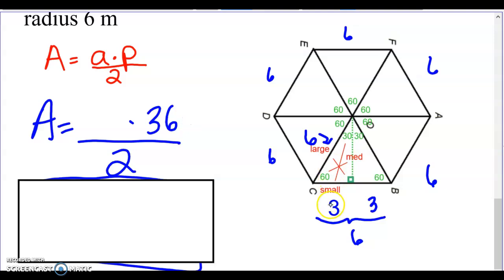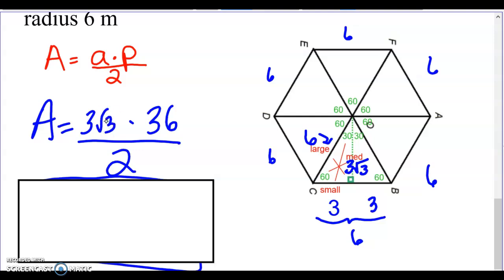If the small is 3, remember the large was 6, the small is 1/2, so that's 3. Remember the small and the medium are the same, so the medium is also 3, but it needs that square root 3 attached to it. Okay, so the medium is 3 square root 3. The medium just gets that extra square root 3 put on it. So that would be our apothem then. That piece right there is your apothem. So 3 square root 3 is the apothem.